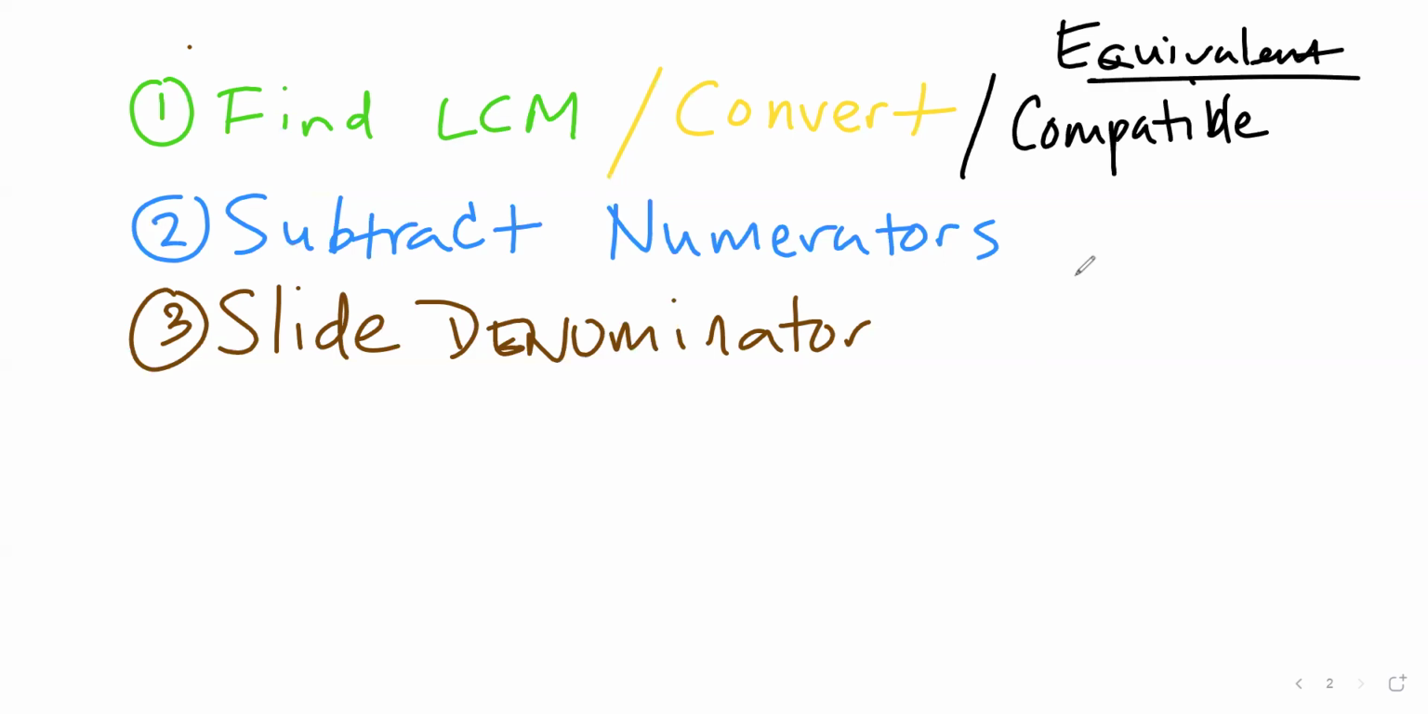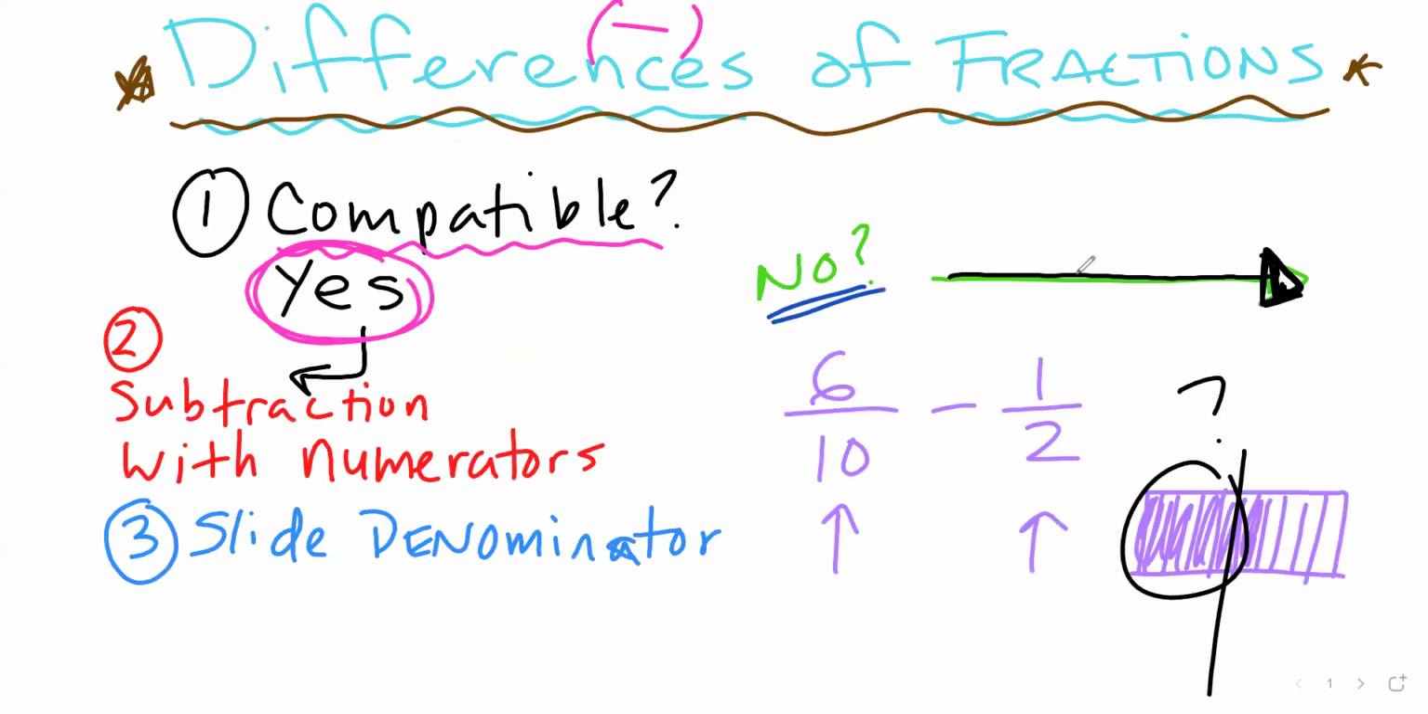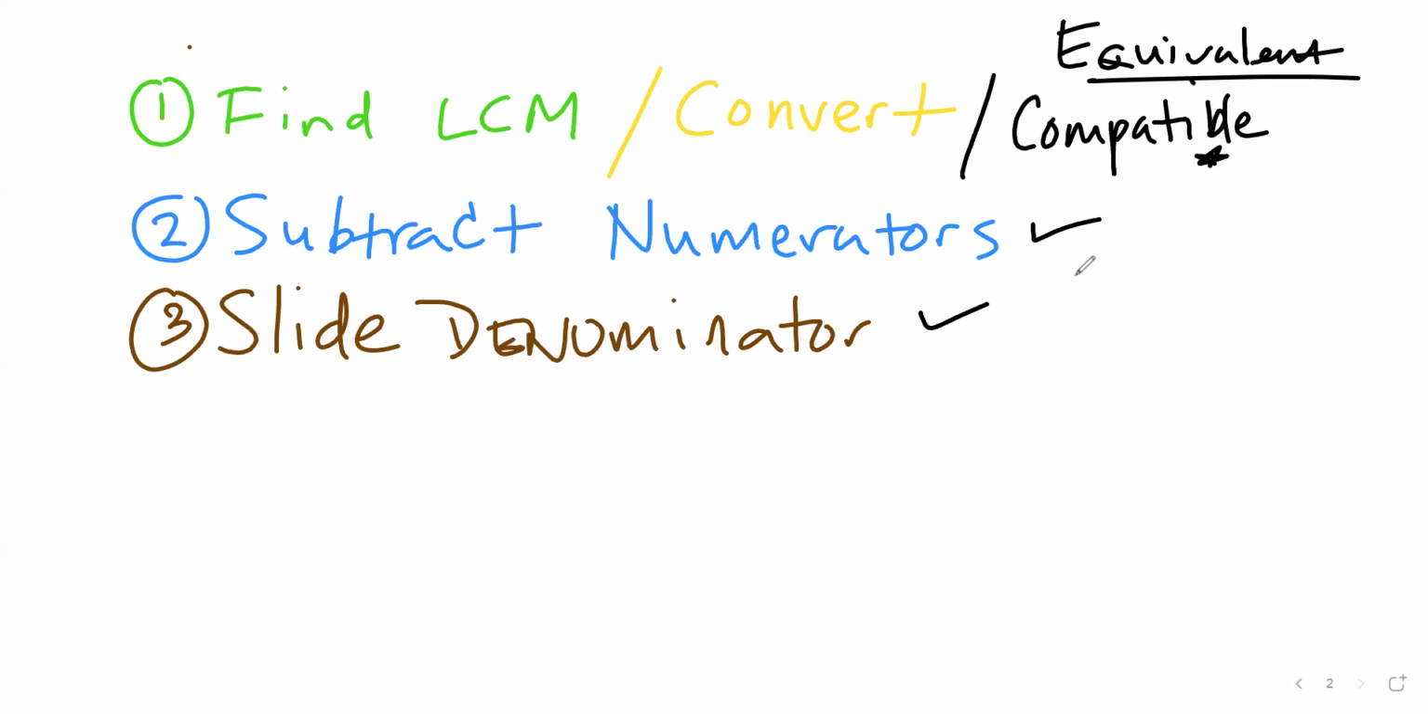We want fractions that have the same value but look different and share the same denominator, because that's what makes them compatible. Then we go back and subtract our numerators and slide that denominator over. So let's look at this problem here: 6/10 minus 1/2.